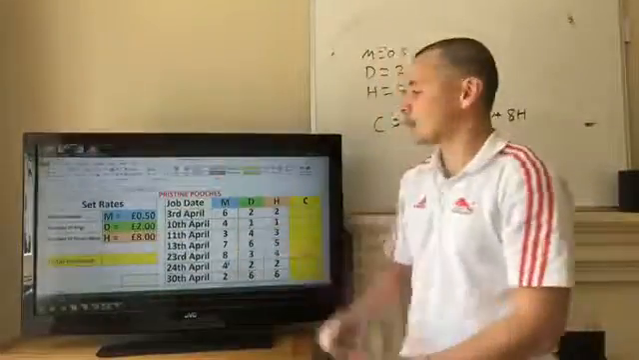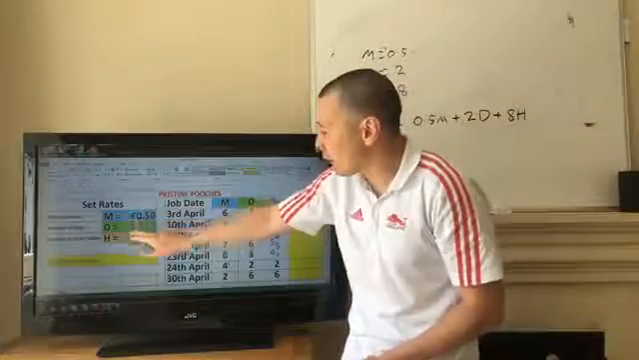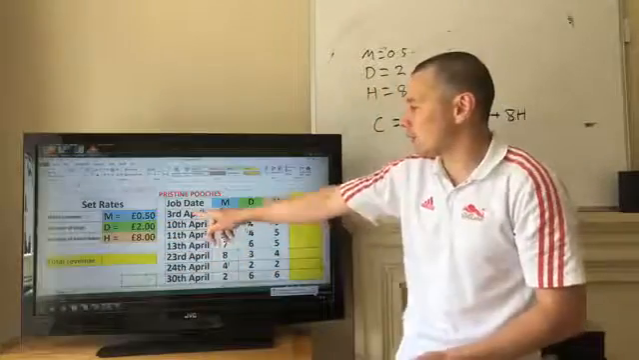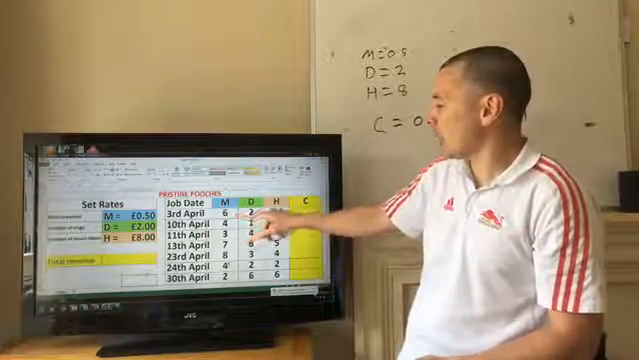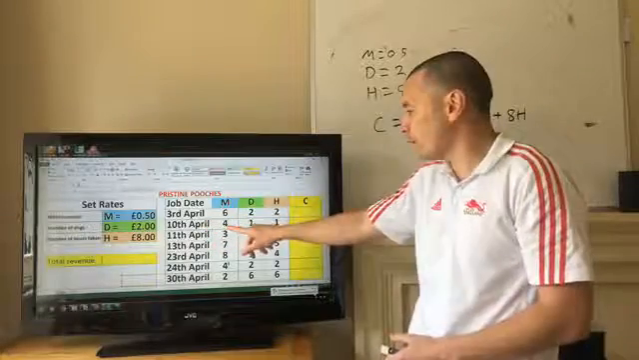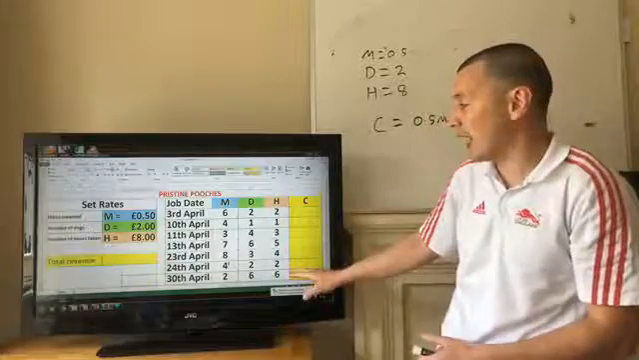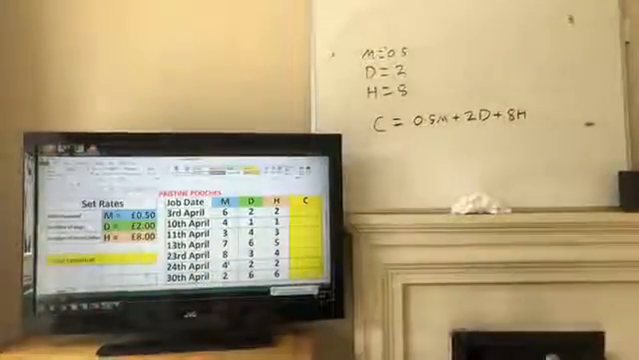So my dog washing business is called Pristine Pooches, and what I've got here, I've got my values I charge for them there, and those are my different jobs. So on the 3rd of April, I travelled 6 miles, I washed 2 dogs, it took me 2 hours. On the 10th of April, I travelled 4 miles, washed 1 dog, worked 1 hour. It's got all my jobs in there. So I want to work out C, the cost. So what I'll do is I'll tell it to do some algebra.